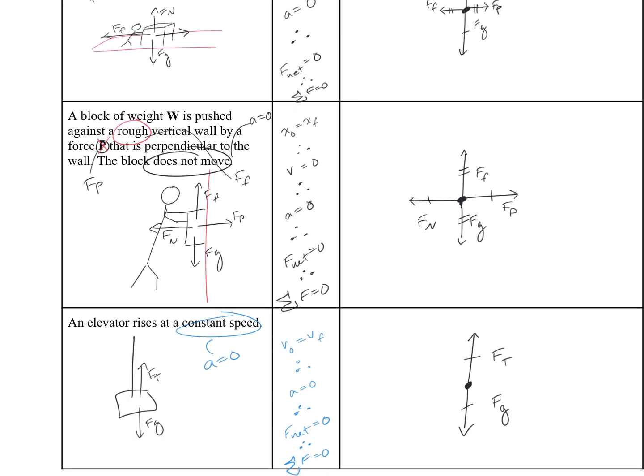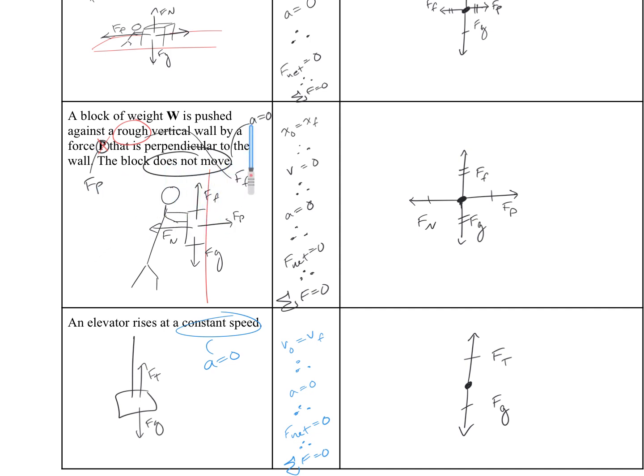The third situation gives you a box that just is pushed up against the wall. So here's the wall, this red line, and then you have a box, and then this individual is pushing it against the wall with a force. I shouldn't have used the letter P. I should use F sub P. And the box is not moving.